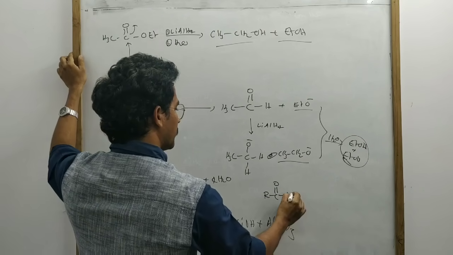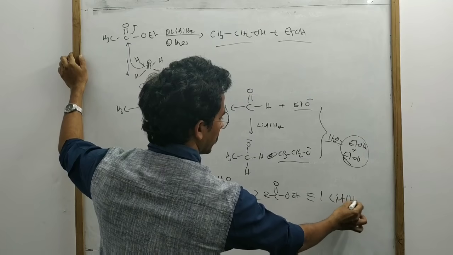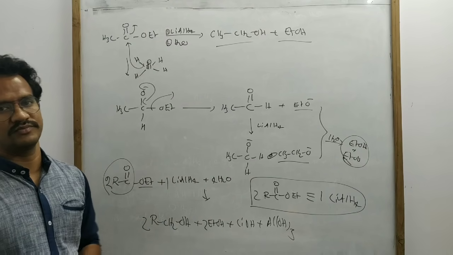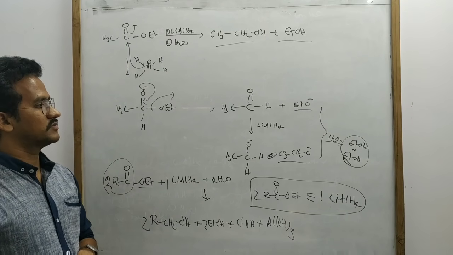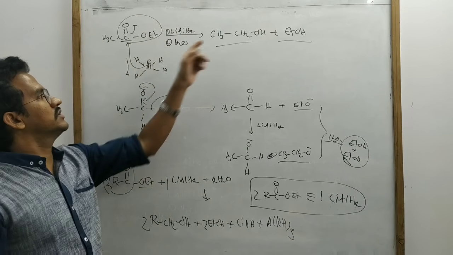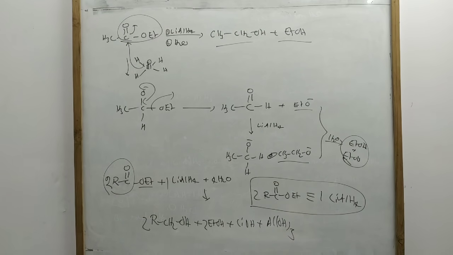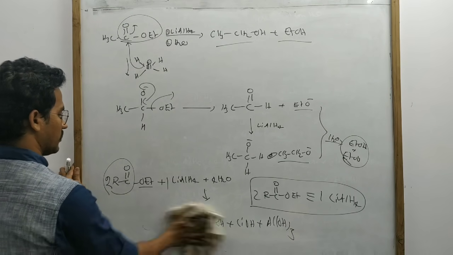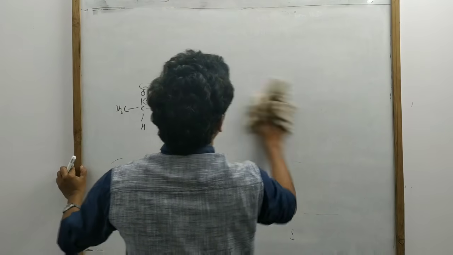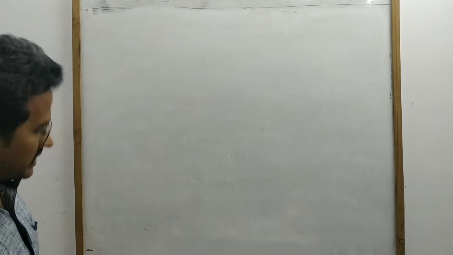are reduced by 1 equivalent of lithium aluminum hydride. So 1 equivalent of lithium aluminum hydride can reduce 2 equivalents of the ester. Okay? So it is ester reduction. Whatever is COOEt here is converted to CH2OH. Okay, right. That is with the acid halide and ester.